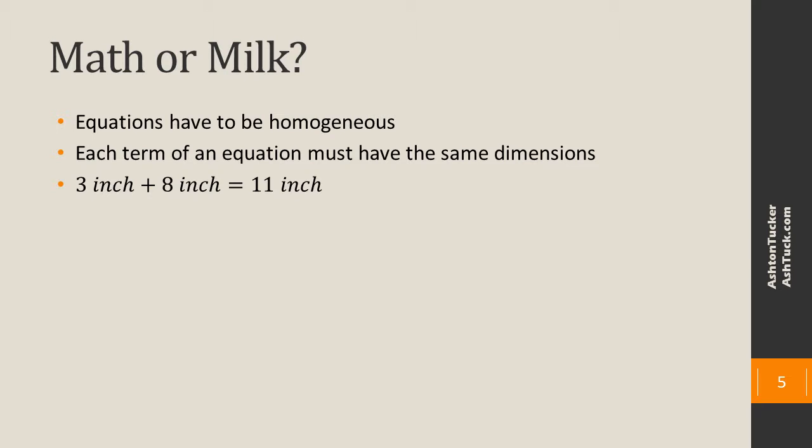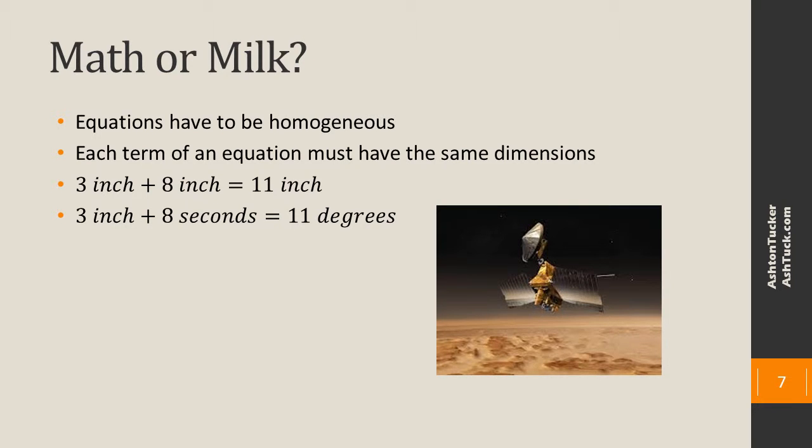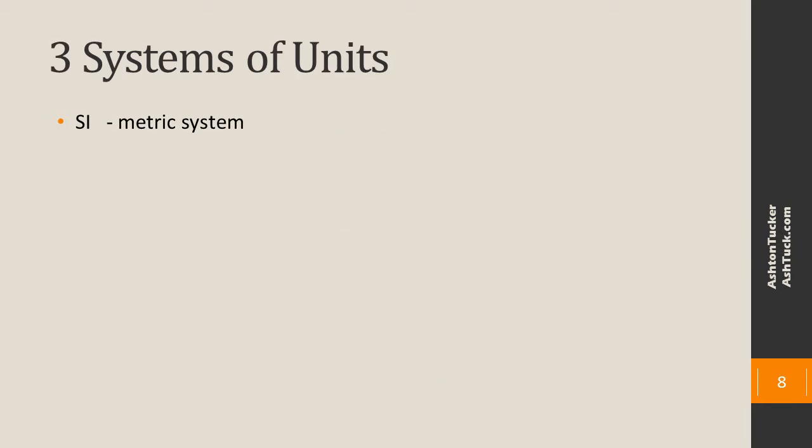For example, 3 inches plus 8 inches equals 11 inches. That makes perfect sense. What doesn't make sense is 3 inches plus 8 seconds equals 11 degrees. Seems obvious, but if you don't watch for this, it will sneak up on you, and you might even crash a spaceship into Mars. There are basically 3 systems of units in use today: the SI system, which is commonly called the metric system, the British system, and the English engineering system.